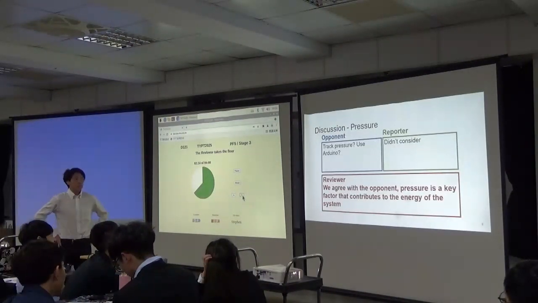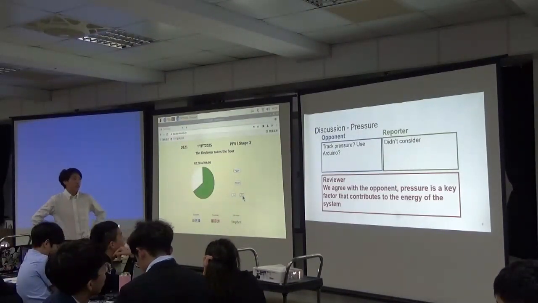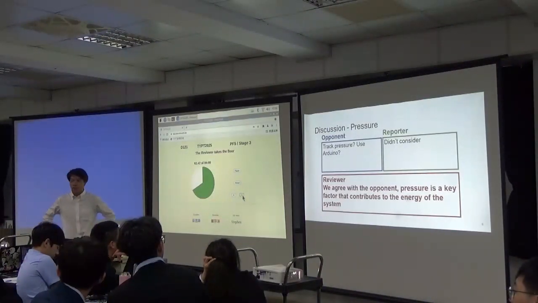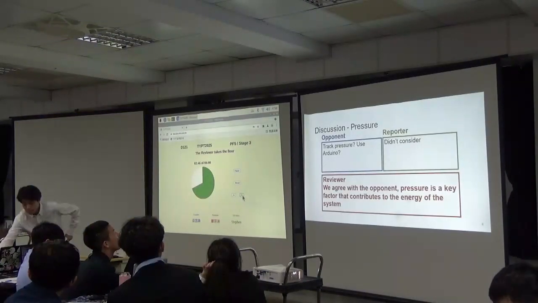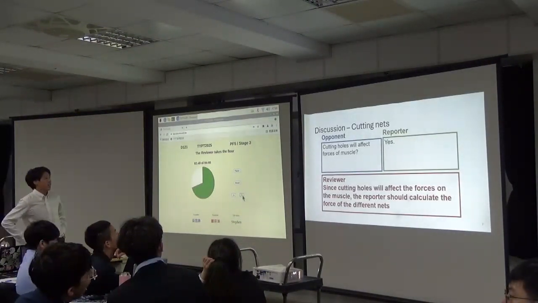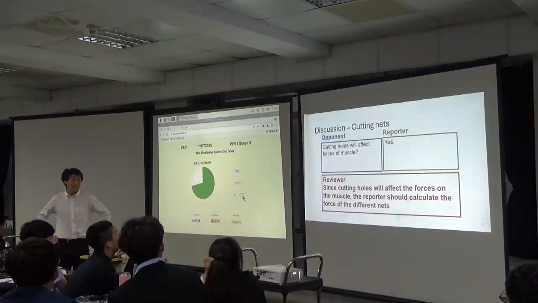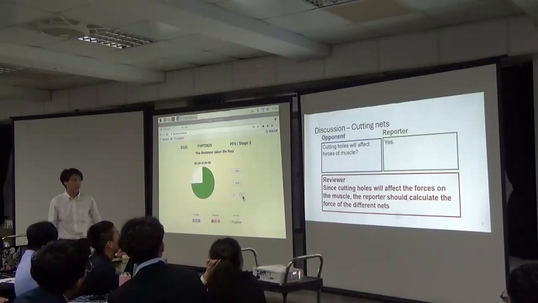The second discussion was pressure. The opponent suggested to track pressure using Arduino. The reporter said they didn't consider it, and we agree with the opponent because pressure is a key factor that contributes to energy in the system, which the reporter completely disregards. And cutting nets. The opponent says cutting holes will affect the force of the muscle. The reporter says yes. Since they answered yes, so why wouldn't they calculate the force of the different nets? I don't really understand that.